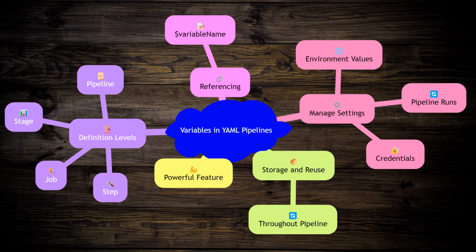Variables are a powerful feature in YAML pipelines that allow you to store and reuse values throughout your pipeline. Variables can be defined at the pipeline, stage, job, or step level, and can be referenced using the variable name syntax. This makes it easy to manage configuration settings, credentials, and other values that may change between environments or pipeline runs.